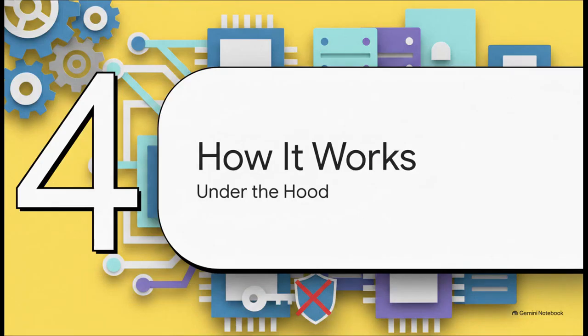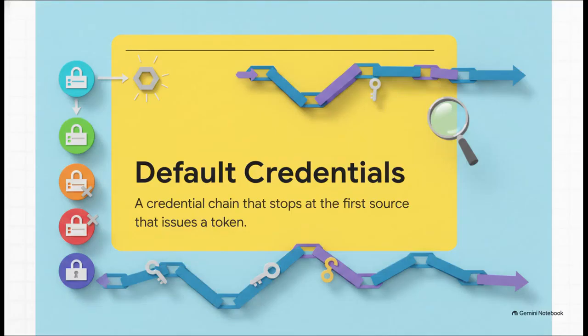Section 4. How it actually works under the hood. So, what's actually happening behind the scenes? Well, this entire passwordless feature relies heavily on the Azure default credentials pattern. Think of it like a credential chain. When your Logic App workflow needs an authentication token, it doesn't just check one place. It tries a whole series of sources in a very specific order, and it stops at the very first one that successfully issues a token.